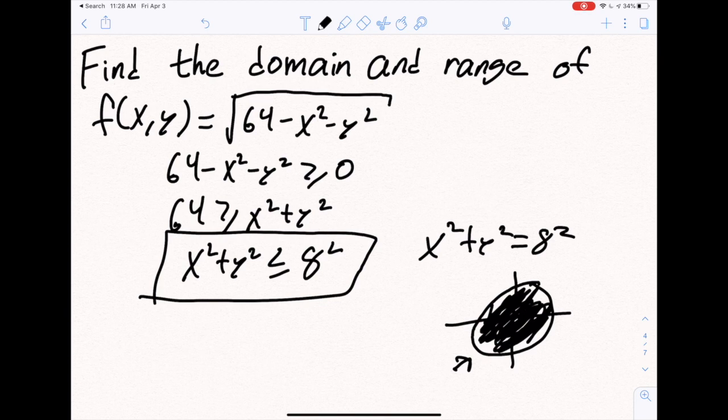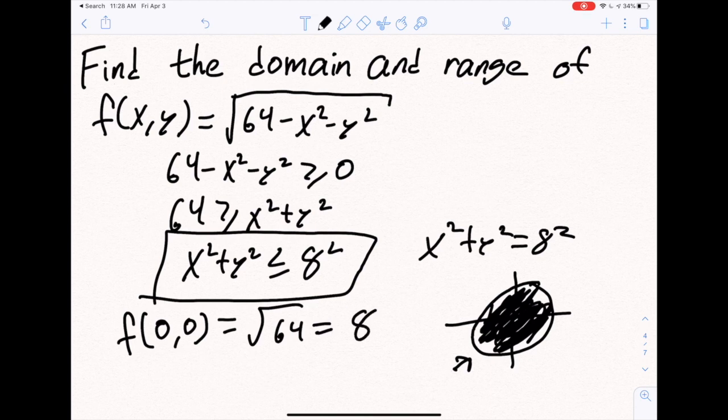Well, what's the smallest input we can have? The smallest input is if x and y are both 0. So if x and y are both 0, then f of x comma y is f of 0, 0 equals just the square root of 64, which is 8. Okay? So we know that our output values, and we'll call those z, have to be less than or equal to 8. They can't be bigger than 8.